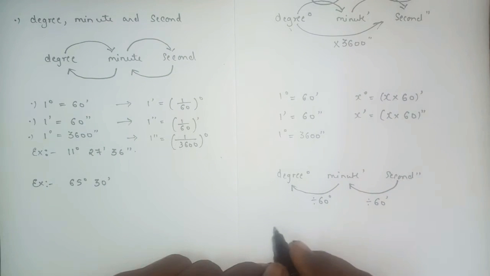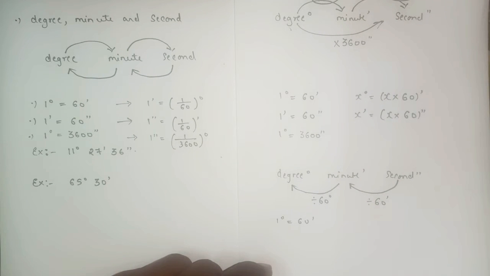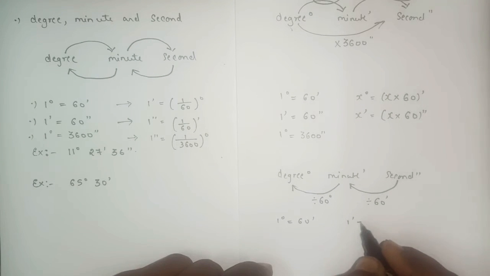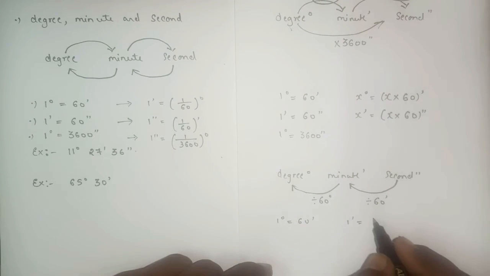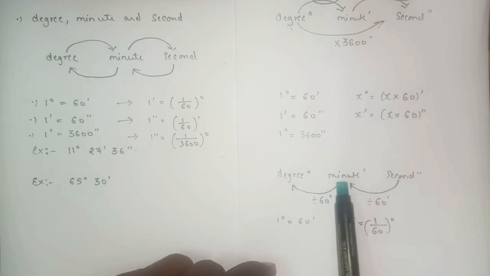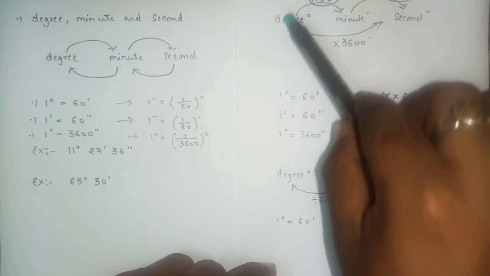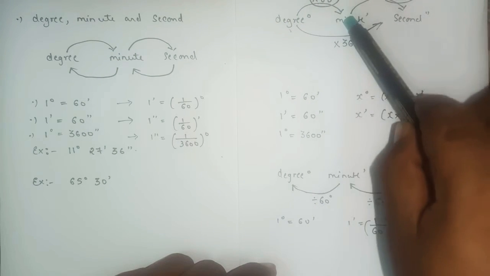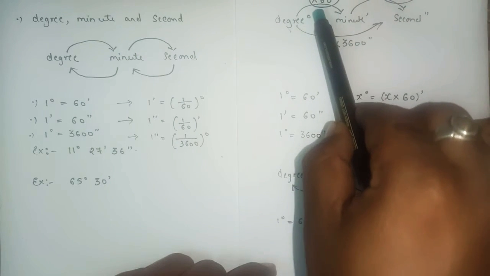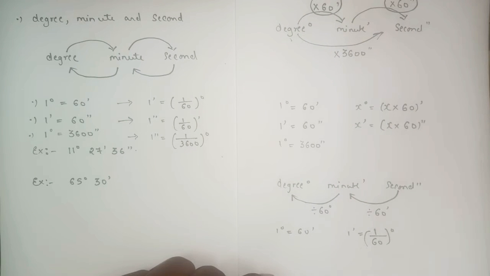So in simple language, as we know that 1 degree is equal to 60 minute, so 1 minute will be equal to, the 60 will go down, 1 upon 60 degree. Yes or no? So simply, if you want to convert minute into degree, you will divide. As in this process, when it goes degree to minute and minute to second, you have to multiply. In the reverse process, you have to divide. Remember this.